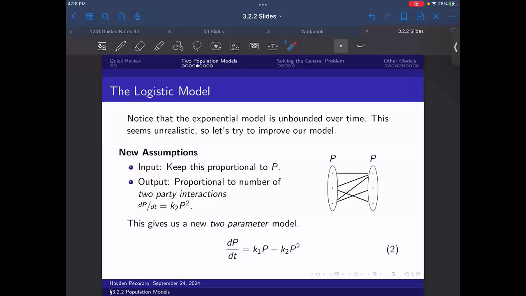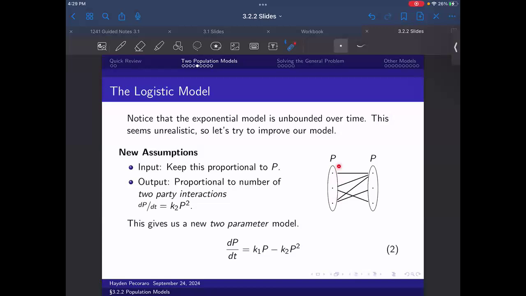Output, we can change. So this is saying that the way people die off, or the way that agents leave a population in general, might be a little bit more complicated than just someone dies. It might be that when two people interact, there's a chance that one of them dies, right? This is sort of modeling a crime interaction. So if two people get in a fight, someone shoots the other one, and then you have a death, right? So the number of deaths is proportional to the number of two-party interactions here.